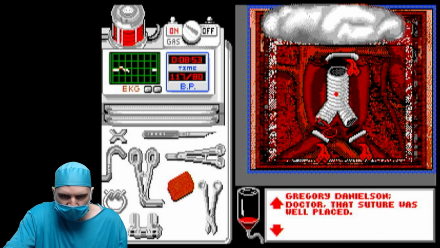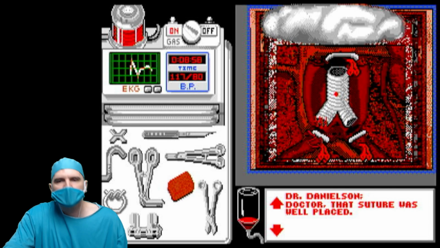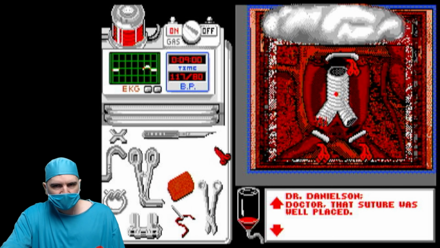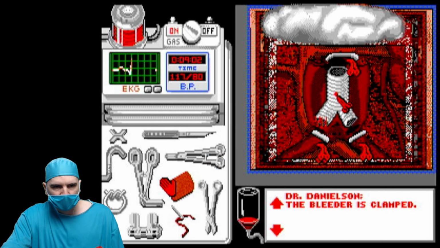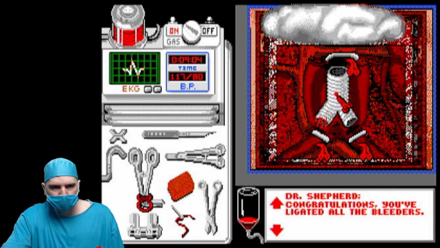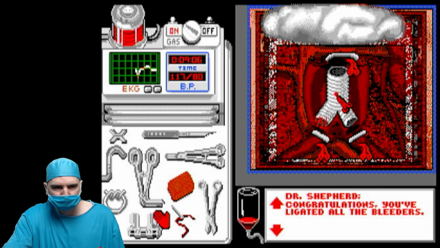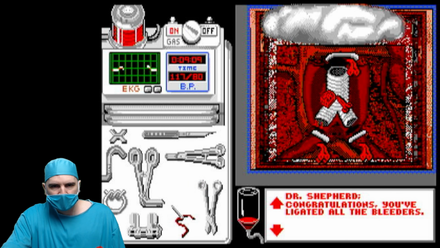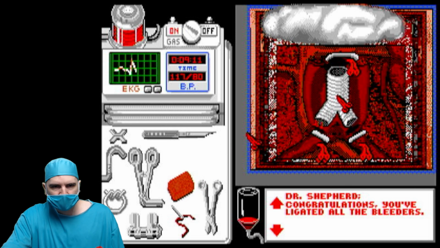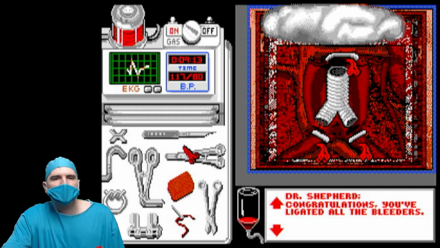That suture was right on the graft, Doctor. I don't know how many you need, just enough to get it done. So, we've got a bleeder. The bleeder is clamped. Cure that bleeder. Congratulations. You've ligated all the bleeders. Clean it. Remove it. And continue on where we left off.